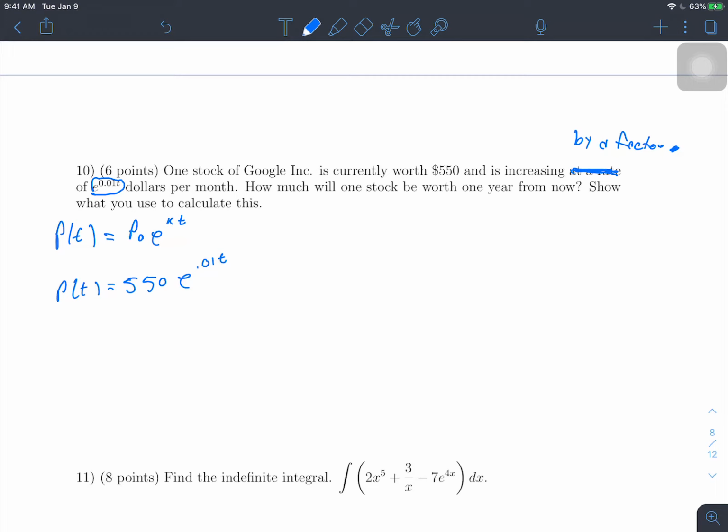Now, one thing we have to be a little bit careful about is that the problem tells us that we are increasing by this factor on a monthly basis. And we are asked to answer the question, how much will the stock be worth 1 year from now? Which means we're interested in knowing what is P of 12. Well, it will be equal to 550 times e to the 0.01 times 12.